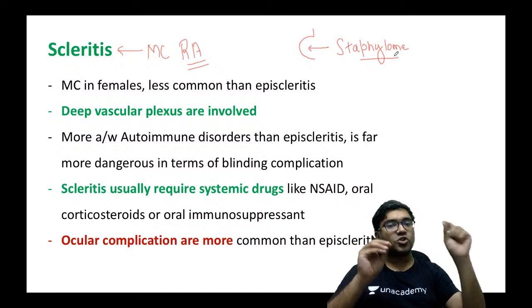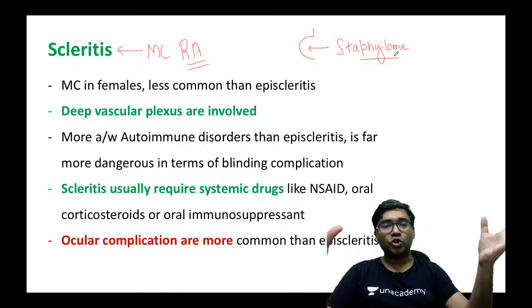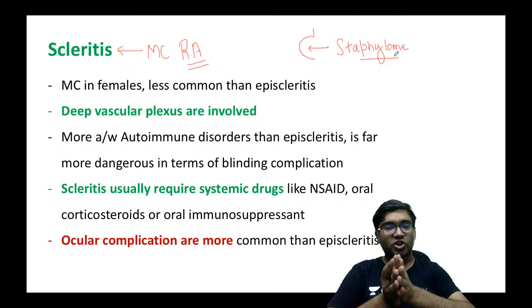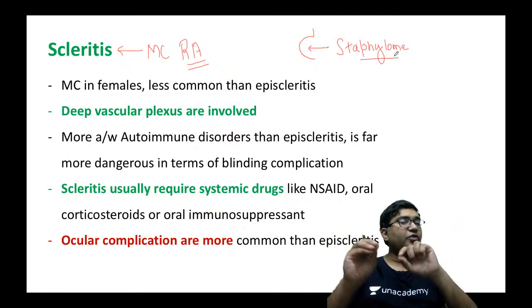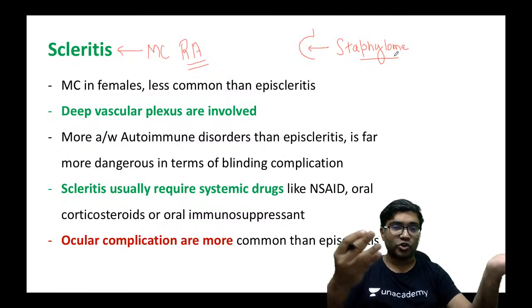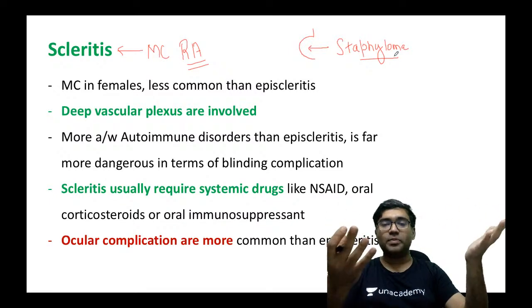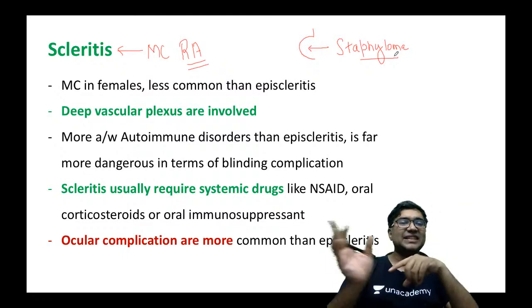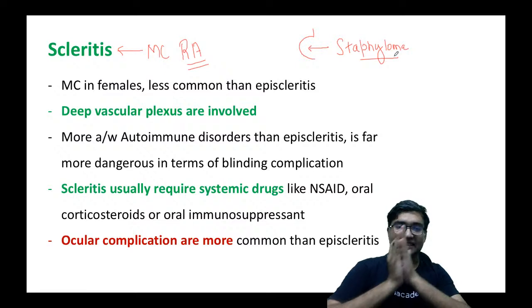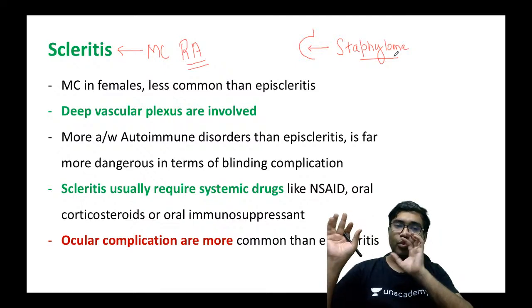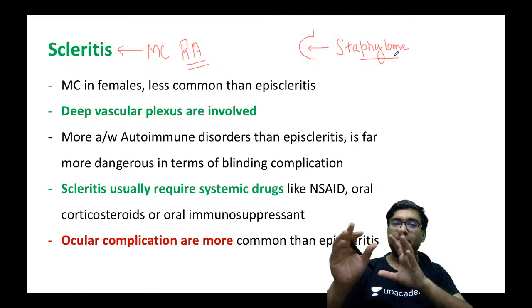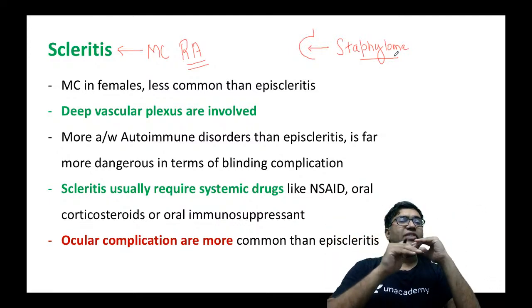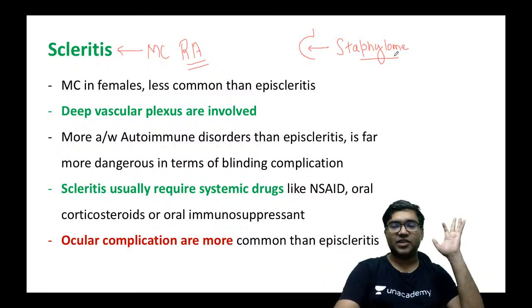As I told you, most commonly scleritis is because of autoimmune disorders. So here we have to use systemic oral corticosteroids or oral immunosuppressants. If you cannot give immunosuppressants or corticosteroids, at least start with indomethacin so that the inflammation is reduced. So this is the basic difference between episcleritis and scleritis. In scleritis, it is more complicated, deeper plexuses are involved, and in episcleritis, it is a self-limiting disease where only the superficial Tenon's capsule is involved.